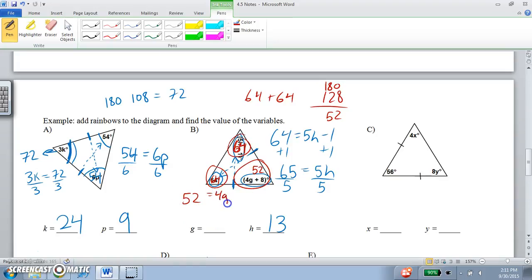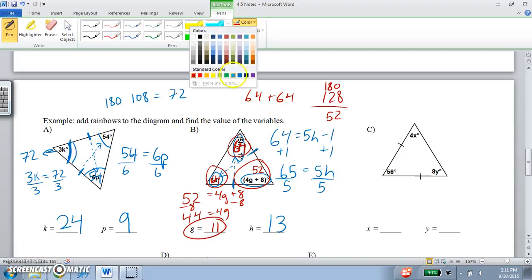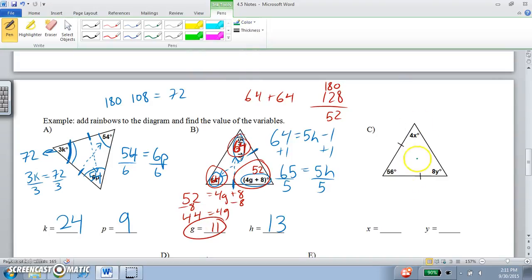52 equals 4g plus 8. I would subtract 52. I would get 44 equals 4g. So when I divide by 4, I get g equals 11. Next one.